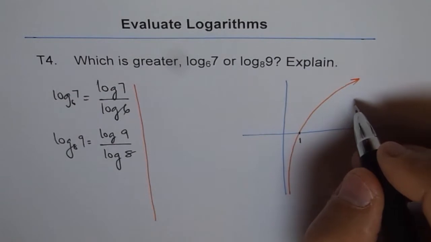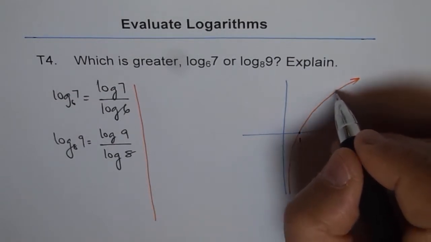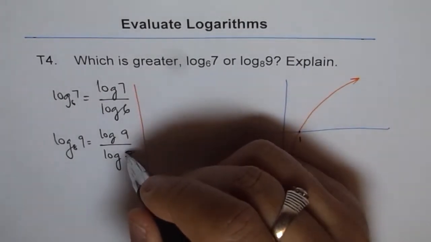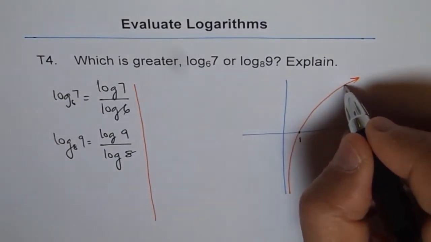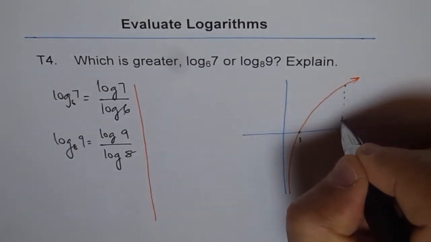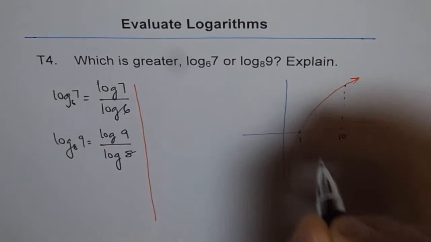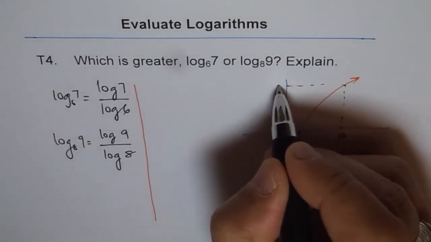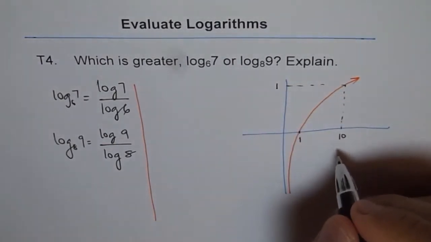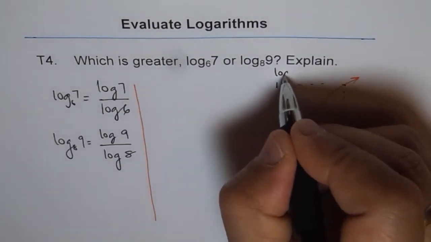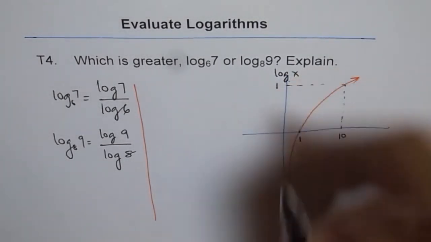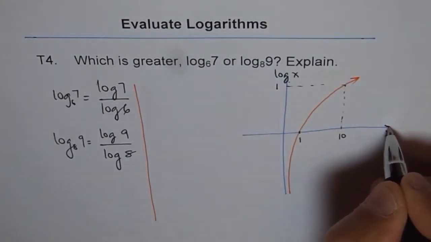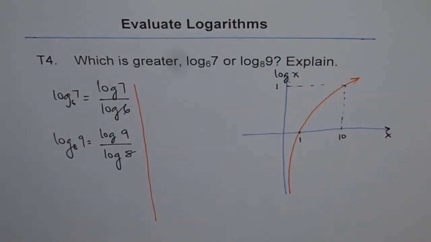But what we see here is, because the values are for x less than 10, let me take this value here. Let this be 10 for us and this be 1 for us. So this is log x to the base 10, and here we have x. So this is the kind of graph we have.